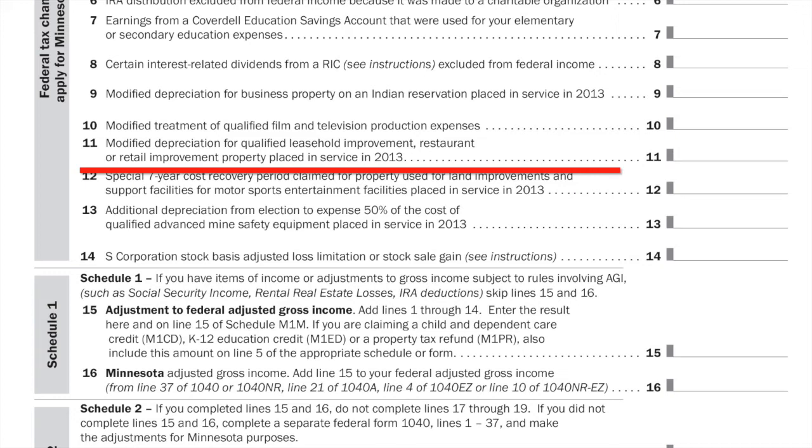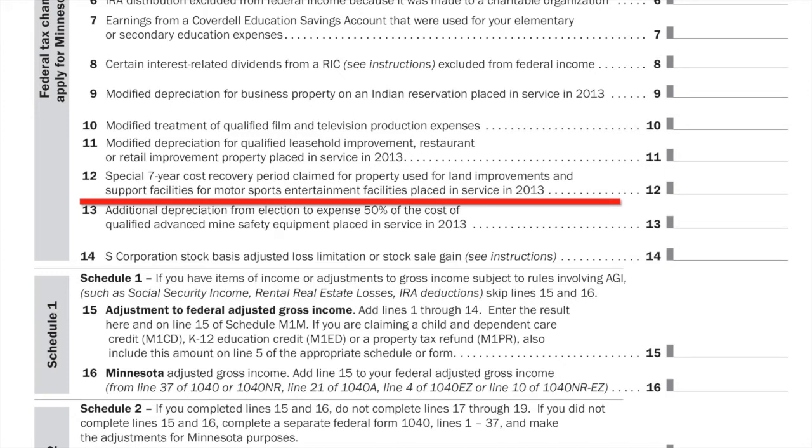Line 11, depreciation of qualified leasehold improvements, restaurant, building, and retail improvements. A federal provision that allows a 15-year recovery period for qualifying improvements or building was extended through 2013. Minnesota law now allows this same recovery period, meaning taxpayers do not need to calculate separate Minnesota depreciation on these assets. Line 12 is the modified depreciation for motorsports entertainment complexes. A federal provision that allows taxpayers to depreciate the cost of a motorsport entertainment complex over 7 years was extended through 2013. And for Minnesota purposes, taxpayers may now calculate their depreciation over the same 7-year period.